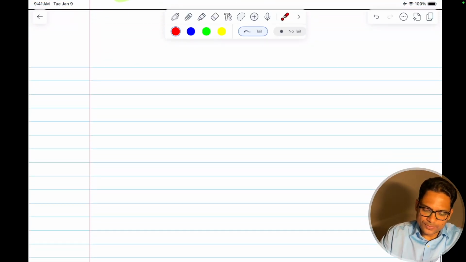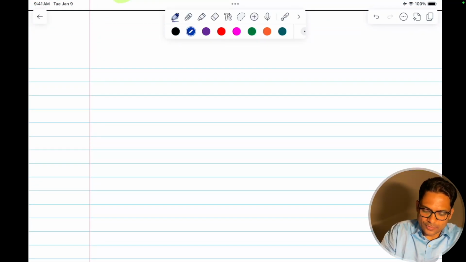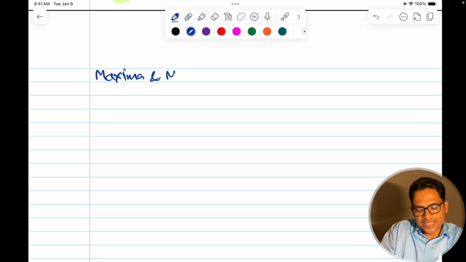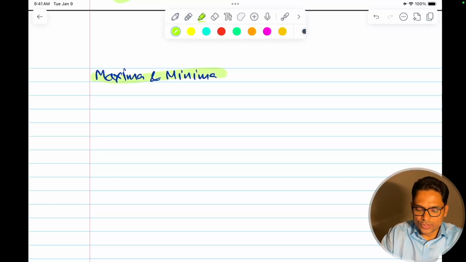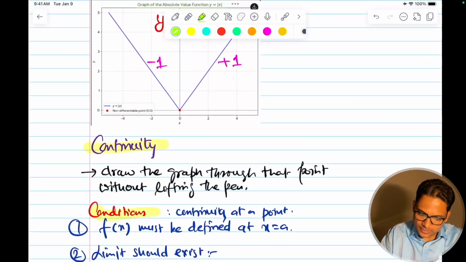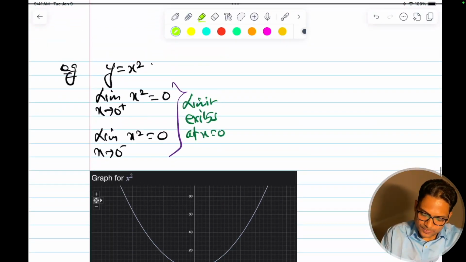So now let's move to the next point. Now if this is clear, we know the derivatives. Now let's move to a very important concept, maxima and minima. So you have seen this graph, right? Y is equal to x square, yeah.